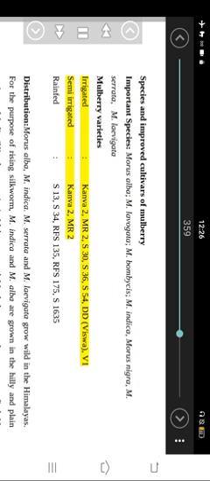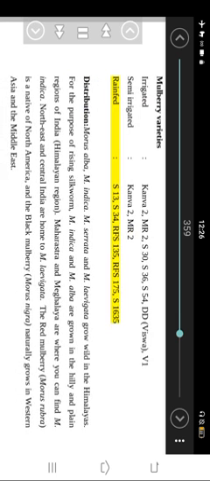Mulberry varieties. Irrigated: Kanva 2, MR 2, S30, S36, S54, DD, Vishala, V1. Semi-irrigated: Kanva 2, MR 2. Rainfed: S13, S34, RFS 135, RFS 175, S1635. Distribution: Morus alba, M. indica, M. serrata and M. laevigata grow wild in the Himalayas.